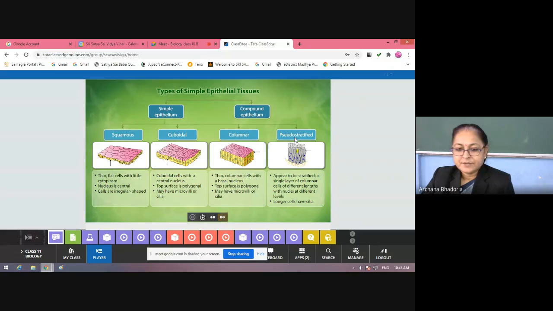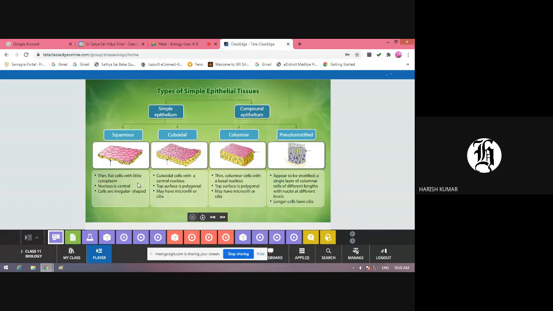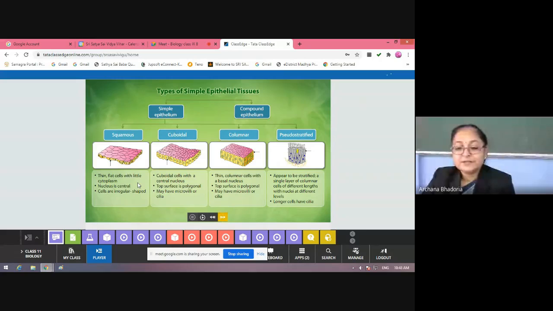Pseudostratified. So squamous, note down the points. They are thin, flat. How will their cells be? Thin flat with little cytoplasm. Nucleus is central and cells are irregular shaped. Everyone noting? Yes or no? Please repeat. Thin flat cells with little cytoplasm. Can you all see the screen, children? Yes, ma'am. The screen is visible to everyone? Nucleus is central, cells are irregular shaped.